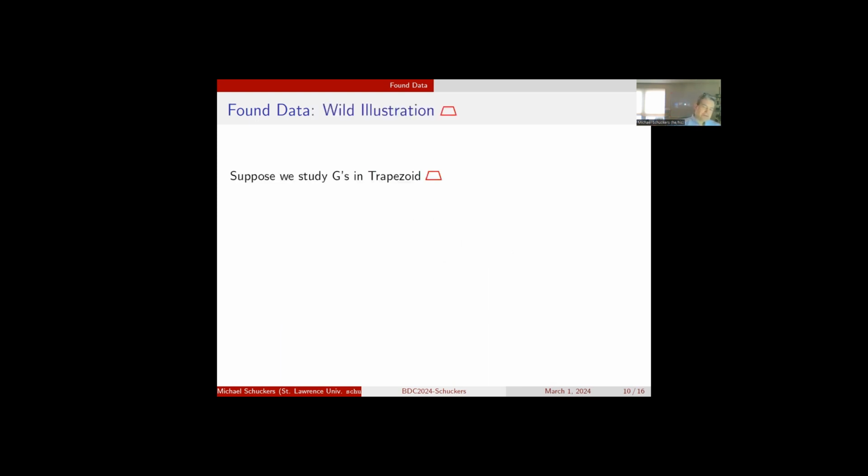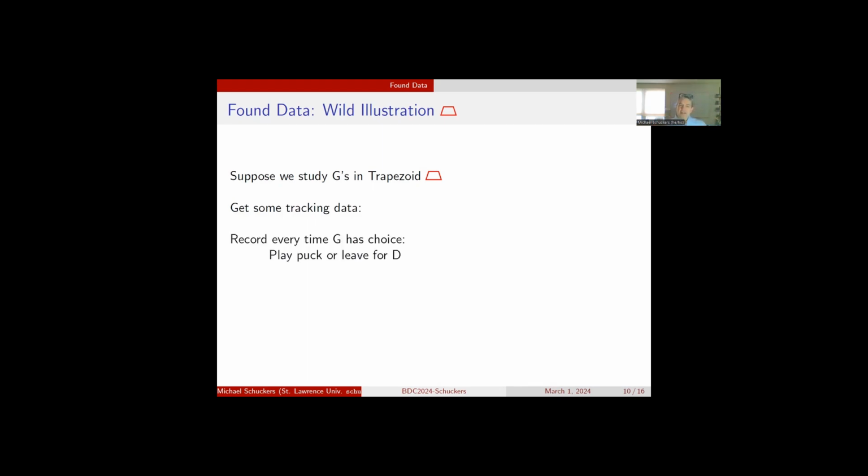Okay, so a little illustration here. I realized that I put wild illustration. It is not meant to be the Minnesota Wild here, but making up a somewhat silly example to illustrate this idea of possible confounders. We're going to study goalie behavior in the trapezoid, right? So we've got some tracking data like you've got for the Big Data Cup, right?